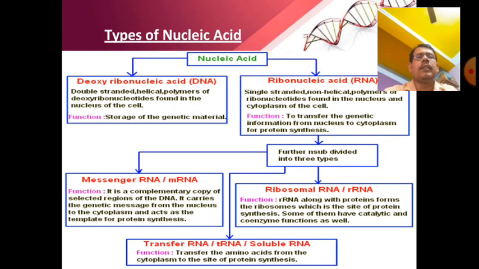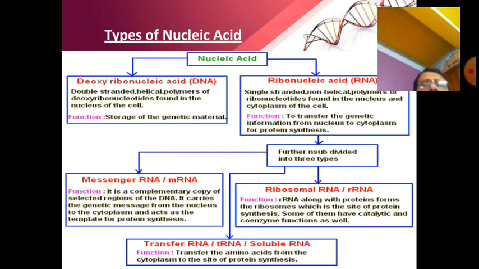So what is nucleic acid? It is deoxyribonucleic acid and ribonucleic acid. What is deoxyribonucleic double-stranded DNA? Its basic function is storage of genetic information and the transfer of genetic information from the nucleus to the cytoplasm for protein synthesis. RNA is further divided into three types: messenger RNA, ribosomal RNA and transfer RNA. Apart from this there are snRNA, small nuclear RNA, and hnRNA. There are many RNAs, but three important ones.